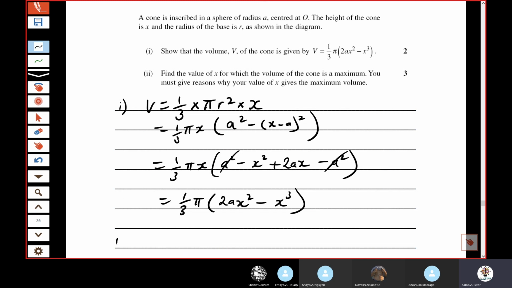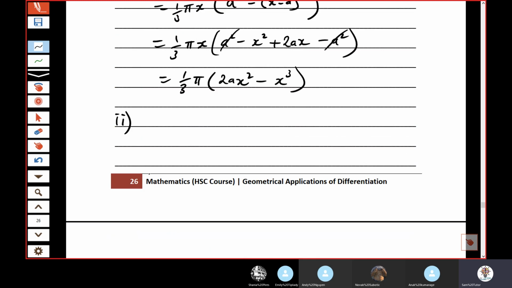Part two. Let's do it. Okay. I don't like it like this. If there's no x in front, which means I'm not going to use product rule, then I don't really like it like this. I'd rather expand it. So we're going to do this: 2ax squared pi on 3 minus pi x cubed on 3.